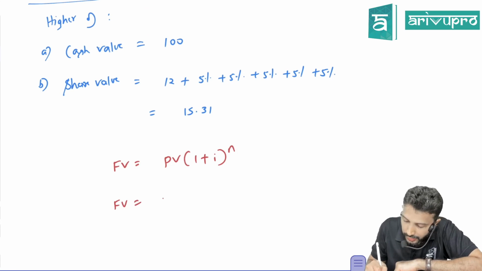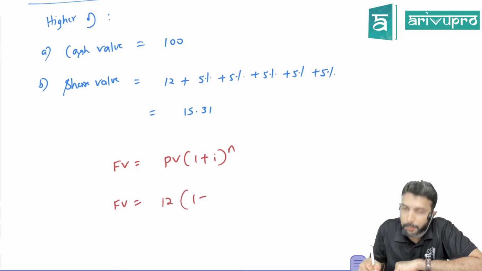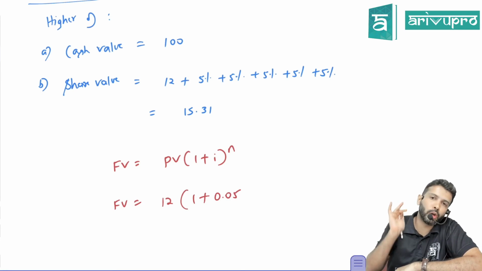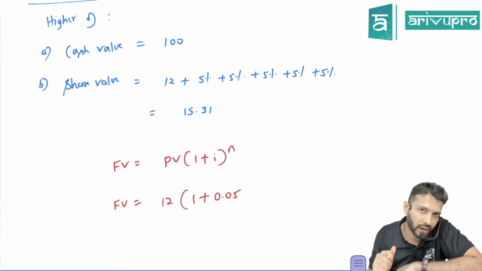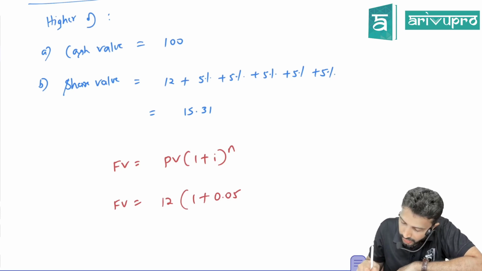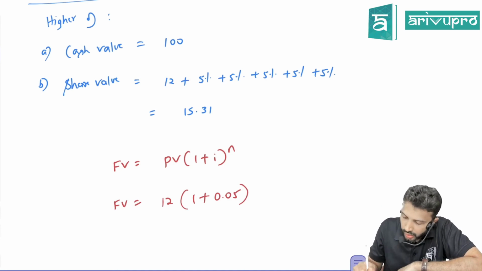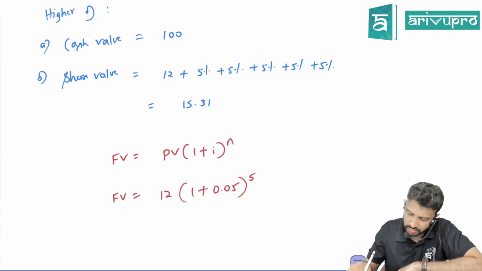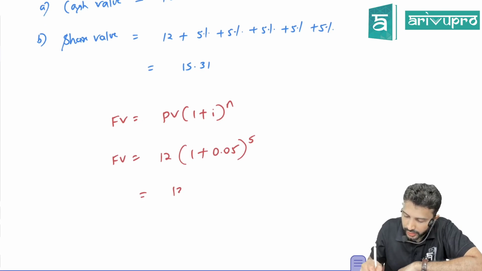What is the present value? 12 into 1 plus I. I is what, sir? 5%, but take it in full number. 5% expressed in full number will be 5 divided by 100, which is 0.05. N will be the maturity term. We need the value of the shares after 5 years. So 12 into 1.05 whole power 5.